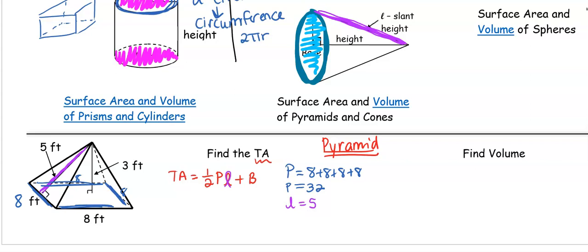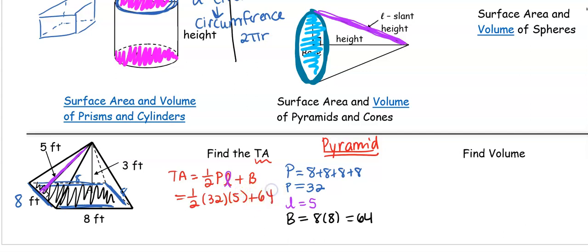And the last part here is going to be big B. Big B is your base area. Remember, the base here is that square, that rectangle. So it's base times height, giving me 64. I plug all of that in. So 1/2 times the perimeter we found, which was 32, times the slant height, which we found was 5, plus the base area of 64.